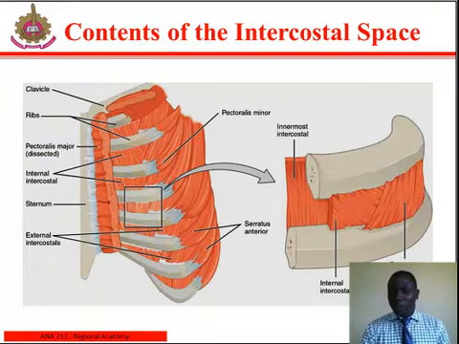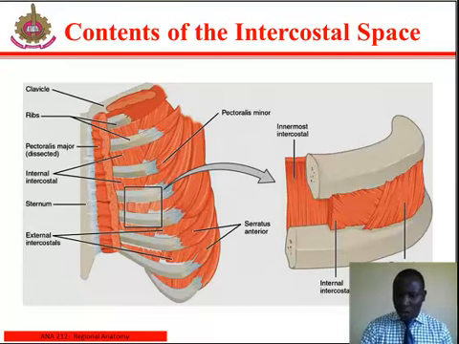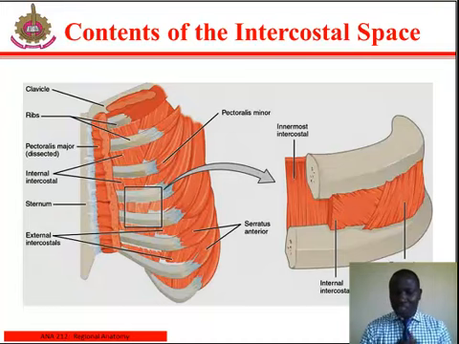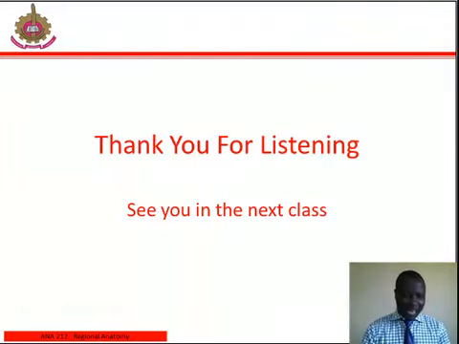The external intercostals are located laterally on the sides of the body. The internal intercostals are located medially near the sternum, while the innermost intercostals are located deep to both the internal and external intercostals.